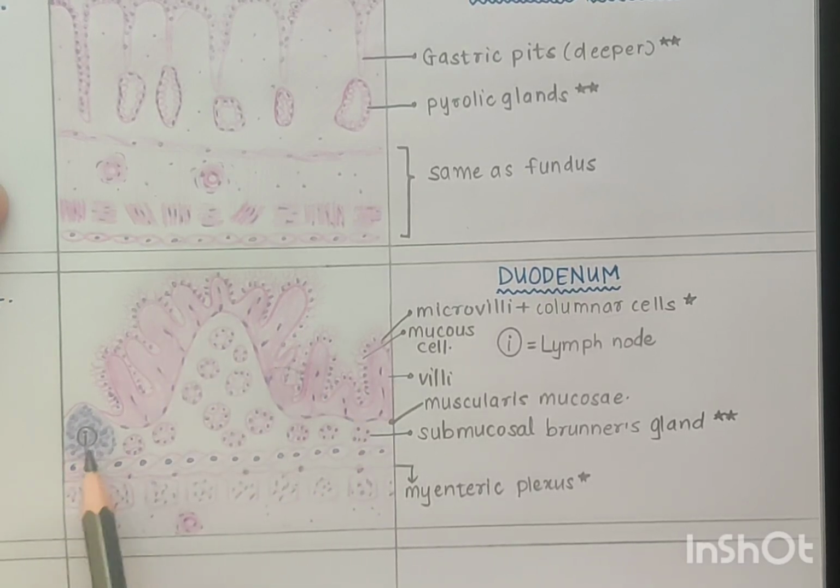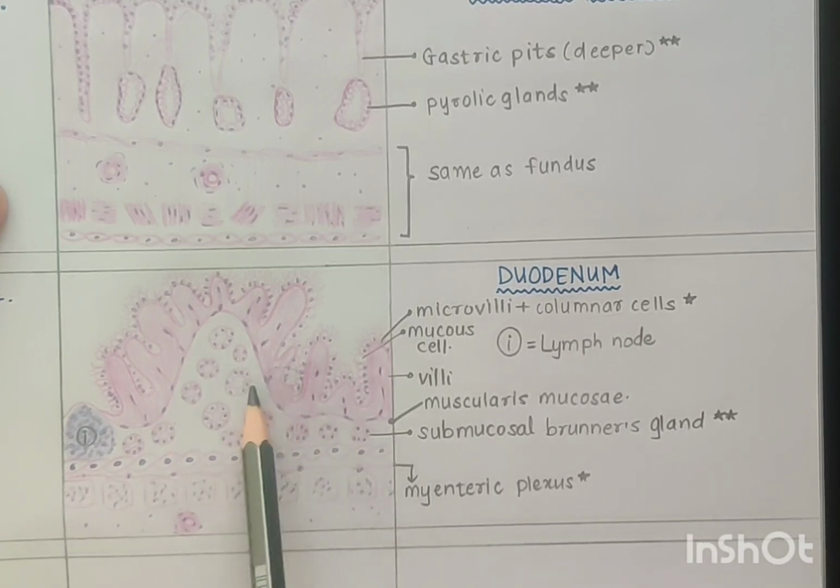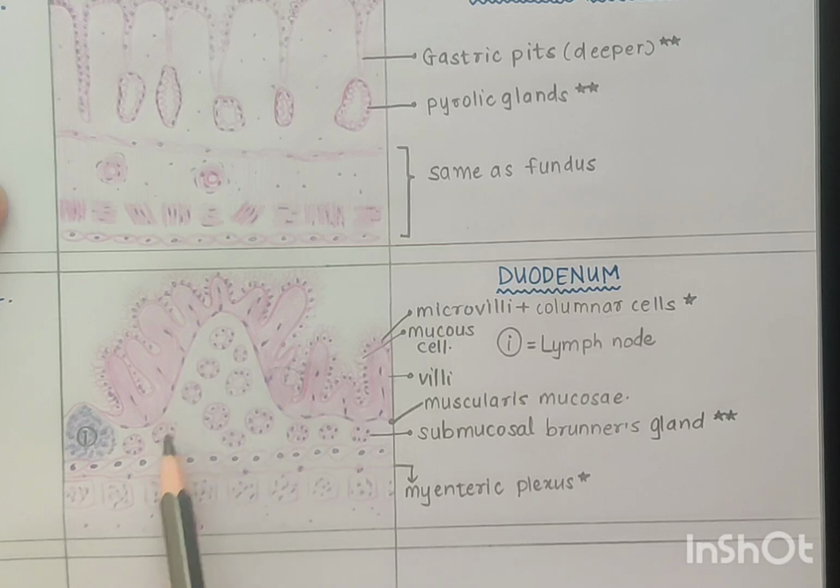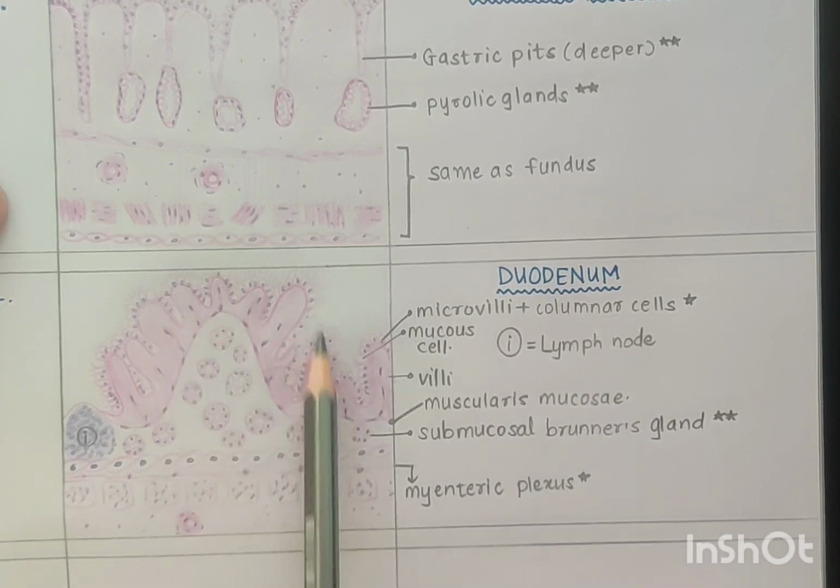Here we can see a lymph node right here. Now, whatever the secretion of the duodenal glands, the Brunner's glands, they will secrete their secretions into the lumen via the crypts of Lieberkühn.